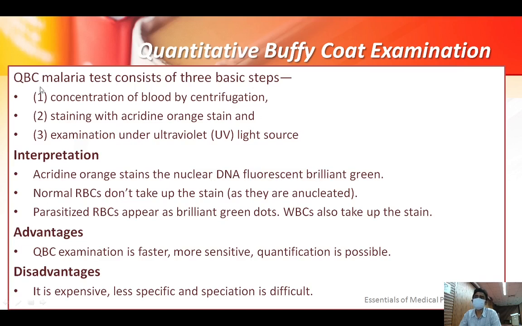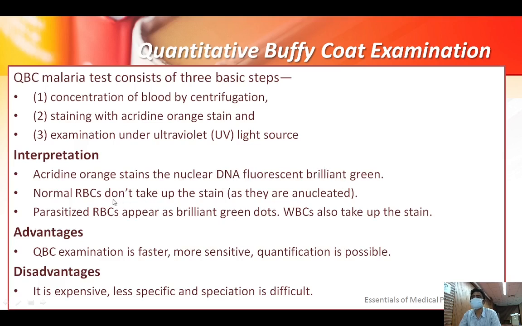Okay, sir. So then coming to quantitative buffy coat, QBC, which is also known as the quantitative buffy coat examination. This is more sensitive than the peripheral blood smear examination because the stain which we are using is acridine orange stain. However, you need a source of ultraviolet light to examine this. So what happens, this acridine orange stain basically stains the nuclear DNA as fluorescent brilliant green.